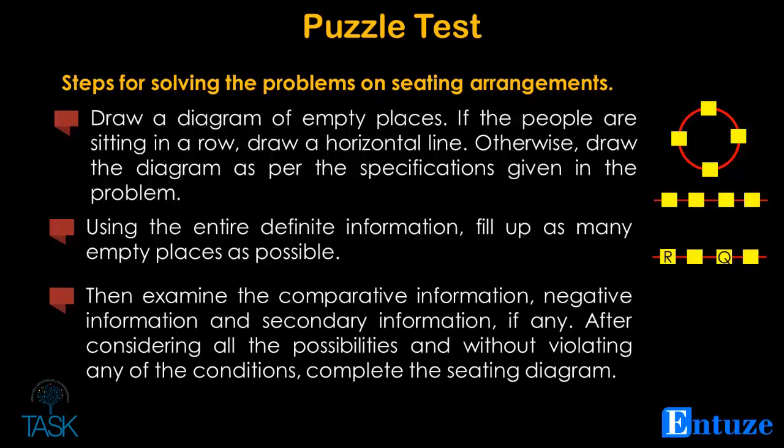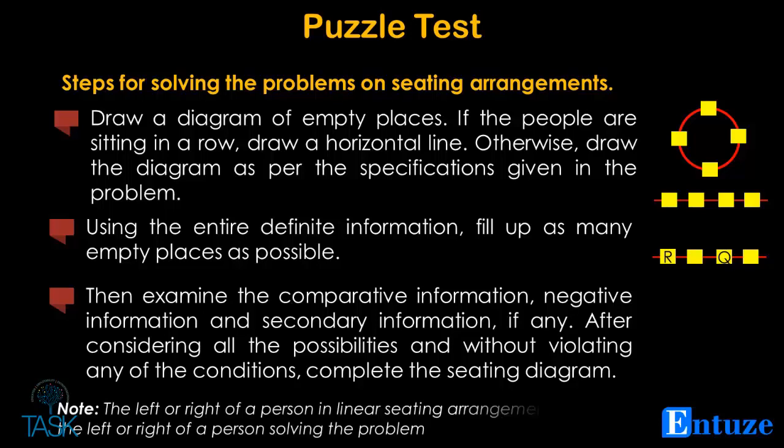While choosing comparative information, we should be careful in giving priority to the conditions specified in the problem statement. In addition, it is important to remember that the left or right of a person in linear seating arrangement is the same as the left or right of the person solving the problem. Let us solve an example in linear seating arrangement.